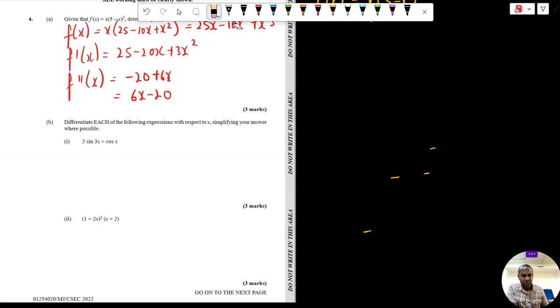So let's look at the first one. Now, for the sake of this, I'm just going to call this y equals 2 sine 3x plus cos x, right? So that's my expression. And I want to find dy by dx.